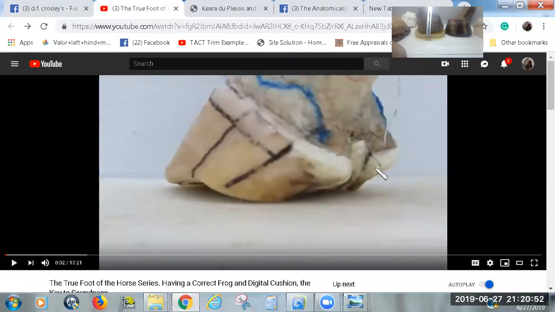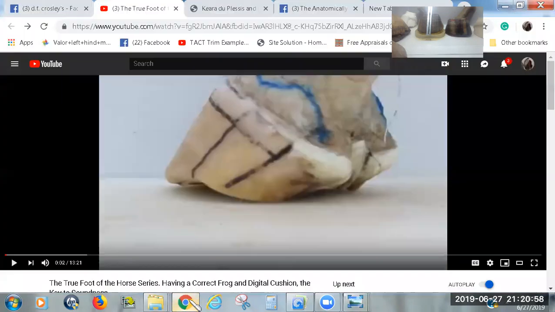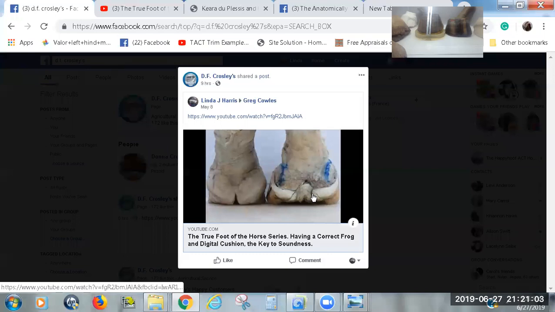So the key is that even though the frog maybe looks smaller, it's growing deeper into the tissues and supporting it, right? Yeah, well, growing from the tissue. It grows from the tissue in there and supports it.